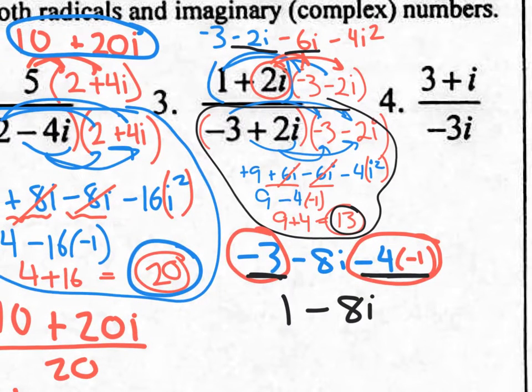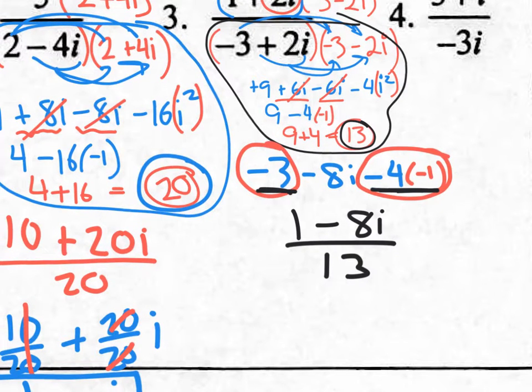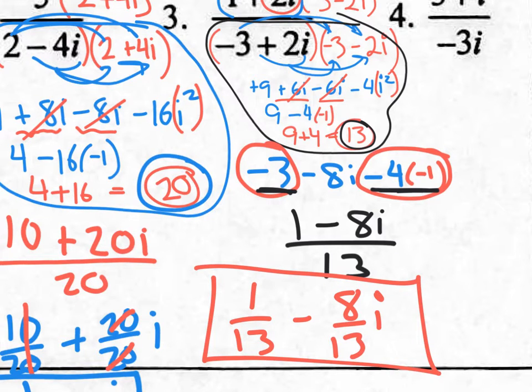That is my numerator. Now on the denominator, I have what? 13. So I need to put 13 down here in the denominator. The only other thing I could do is split the 13 into each one. So my answer is going to be 1 over 13 minus 8 over 13 with an i over here. That's my complex number answer.